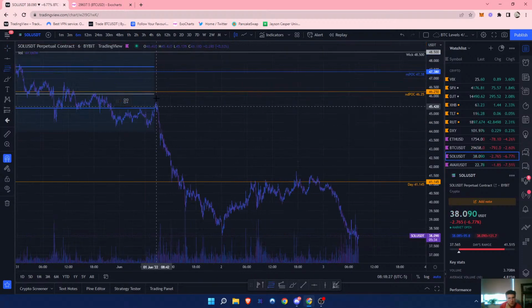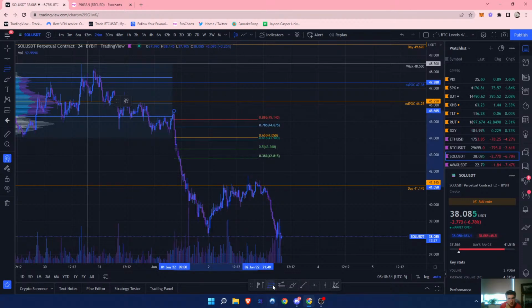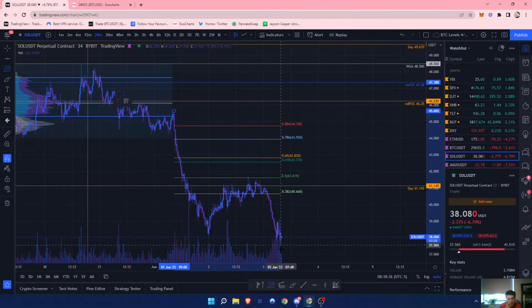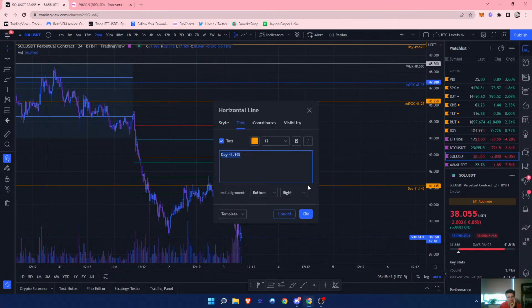So looking at Solana, doing some TA here. I'll draw a fib from the drop down there. Here's this old daily, so I'm just going to make a note of that.